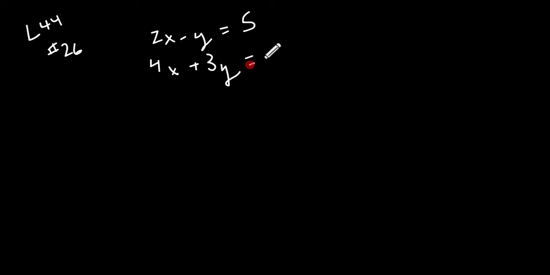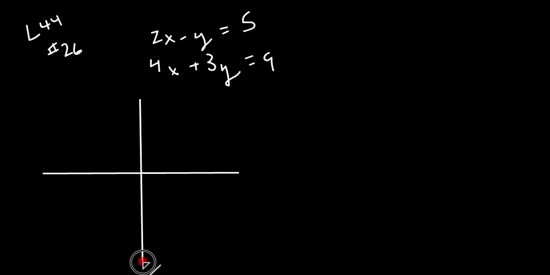Lesson 44, number 26. So the system is 2x minus y equals 5, 4x plus 3y equals 9. These are two linear equations, and where they intersect is the solution to the system. Now, we've learned different ways to do this. We can solve it by using elimination, or we could use substitution, and the third way is by graphing. This is the graphing way. It's the least accurate way, unless you're using a graphing calculator, and then you can do it pretty accurately.